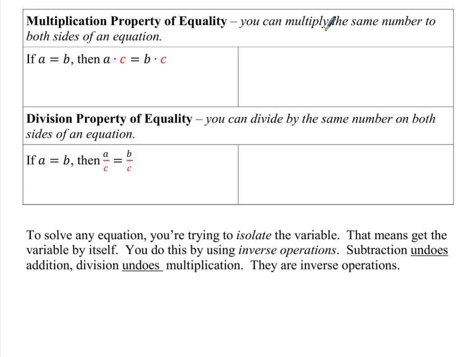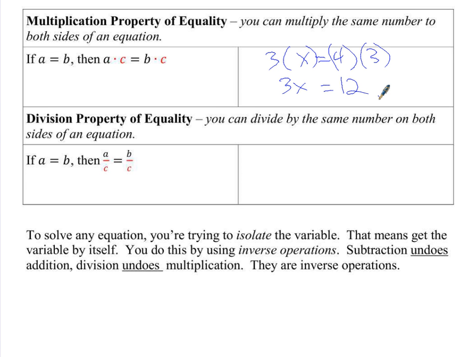So for example, in algebra, we would say if a equals b, then if I multiply this number c to both sides of the equation, I wind up with a true statement still. So in my example, if I have x equals 4, then I can multiply both sides times the same number, and I still get a true statement. This would simplify down to 3x equals 12. Same statement.